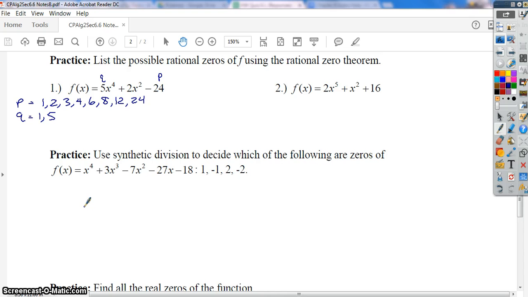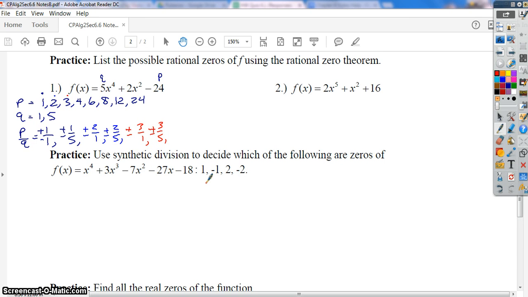What I'm going to do is set these up as fractions. I'm going to have P over Q, and go through every combination. So I'm going to do my combinations of 1 here: plus or minus 1 over 1 and 1 over 5. In blue, I'm going to do my combinations of 2, so 2 over 1 and 2 over 5. The 3 I'll do in red, so my combinations will be 3 over 1 and 3 over 5.